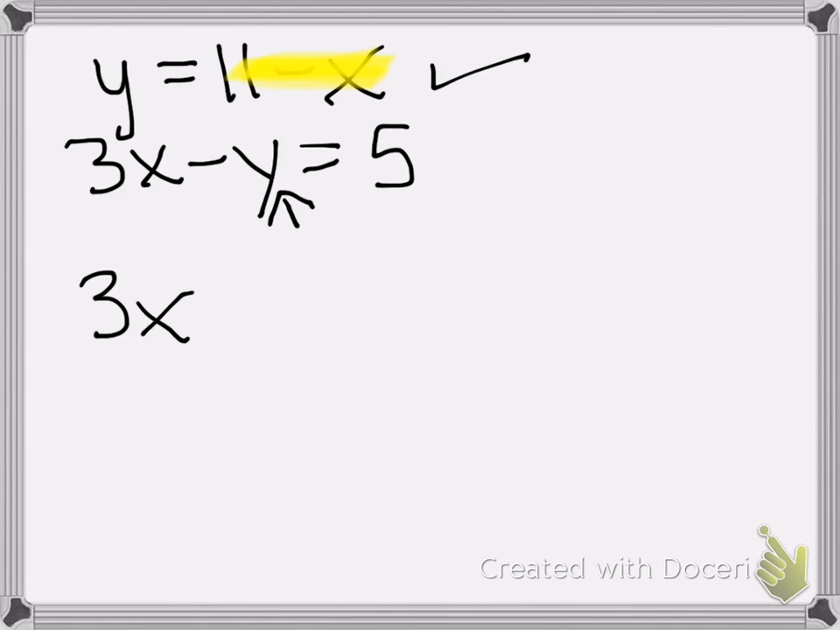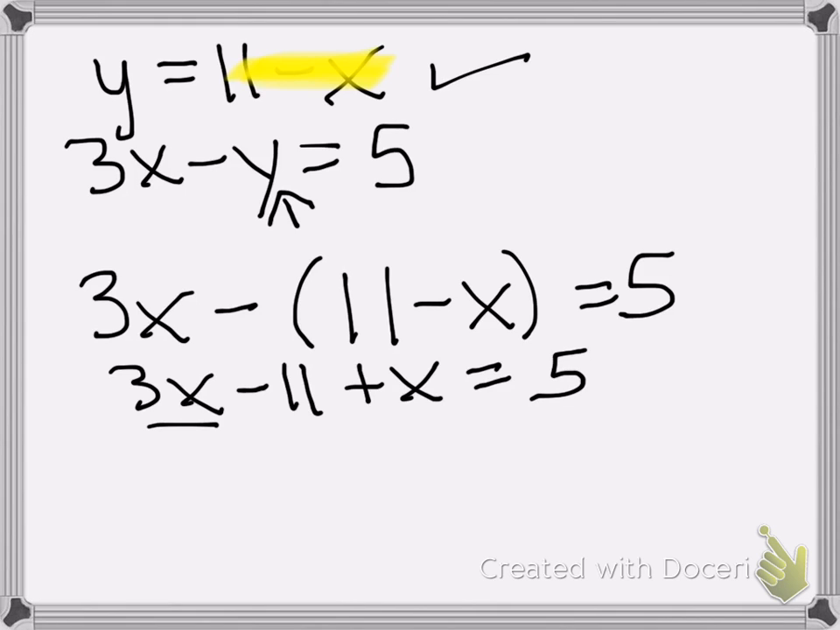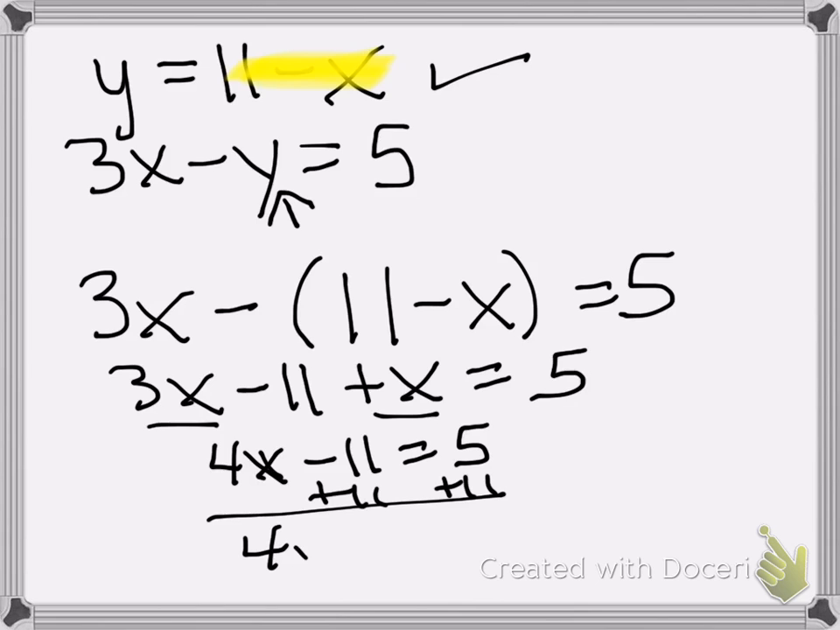So 3x minus, now be very, very careful. You got to put it in parentheses because it's minus the whole thing. And then finish out the equation. So 3x minus 11 plus x equals 5. Combine my x's, that's 4x minus 11 equals 5. Add the 11. So 4x is equal to 16. Divide by 4 and x is equal to 4.